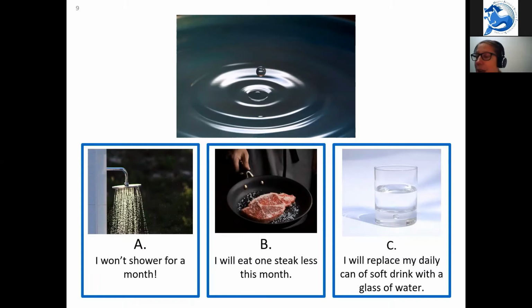Is it not showering for a month? Eating 1 steak less this month if you eat steak, or imagine you ate steak, or replacing your daily can of a soft drink with a glass of water? And Hannah, if you close the poll in about 5 seconds for me, please. I'm quite sure people have a bit of time to think about that one.